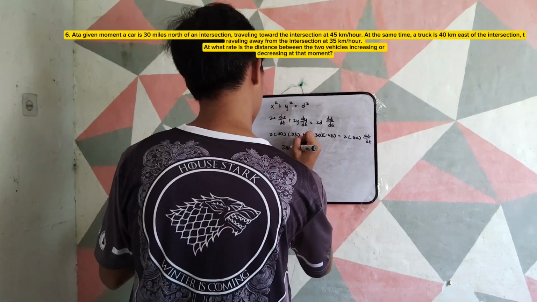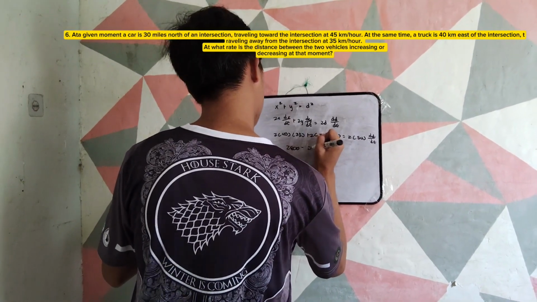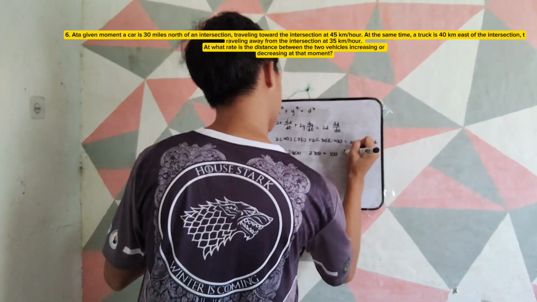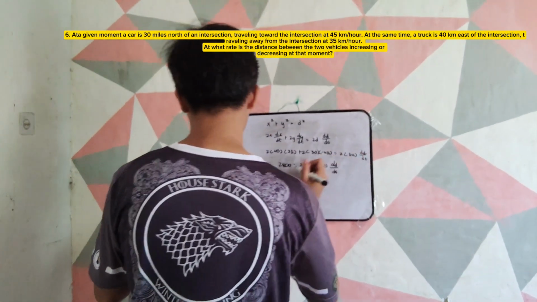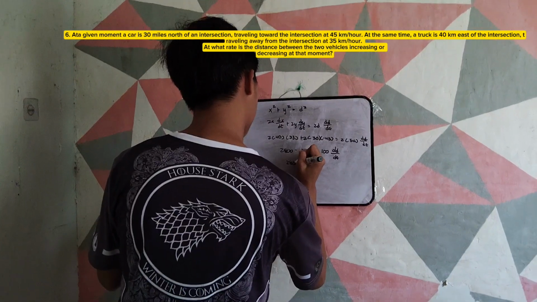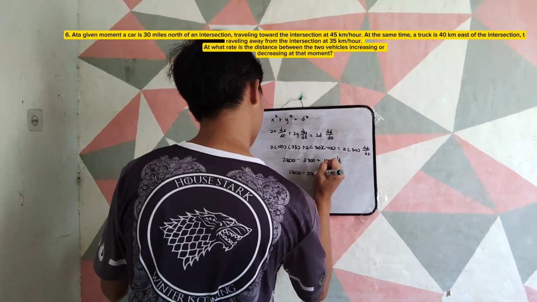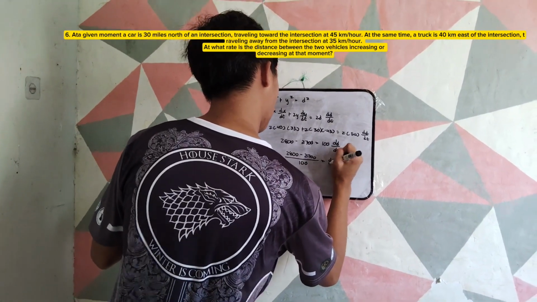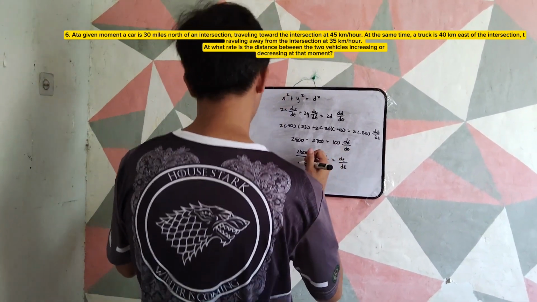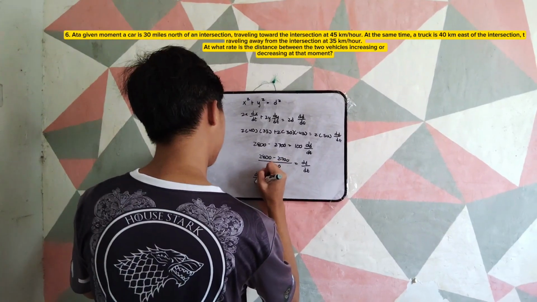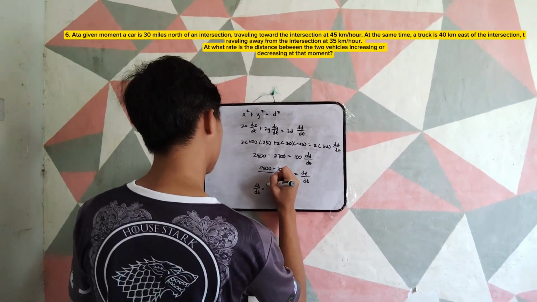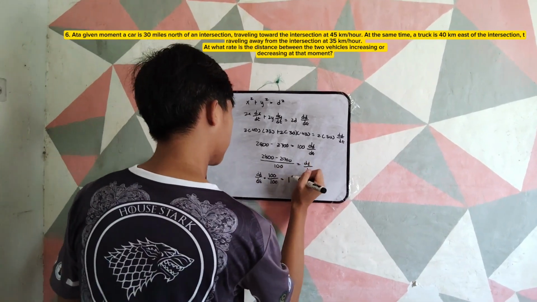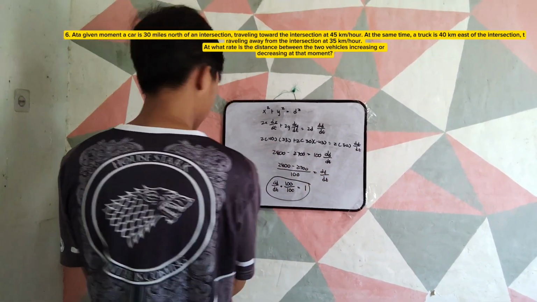So 2,800 minus 2,700 is equal to 2 times 50, which is 100 dd over dt. So therefore (2,800 minus 2,700) all over 100 is equal to dd over dt. So therefore dd over dt with respect to time is 100 over 100, or will be equal to 1. So this will be our final answer.